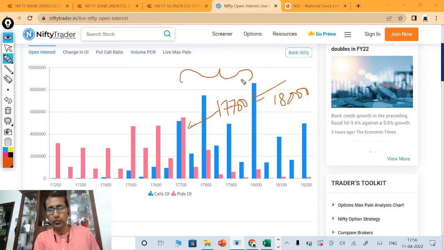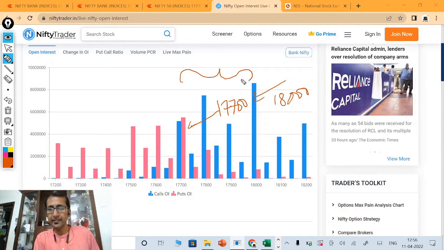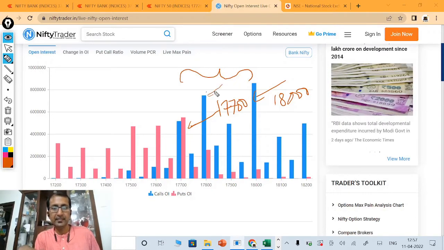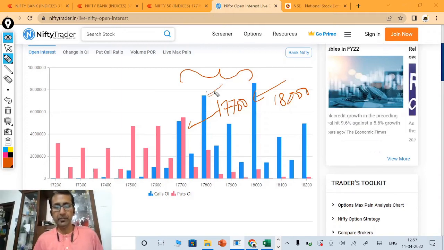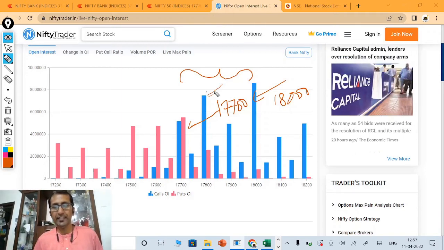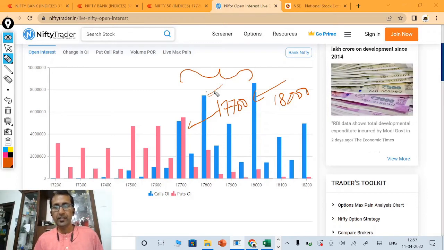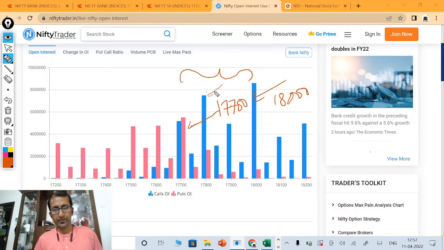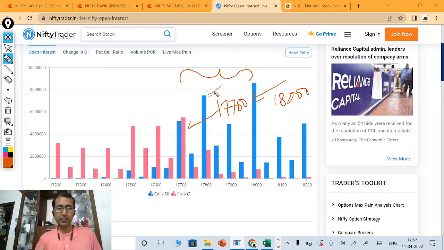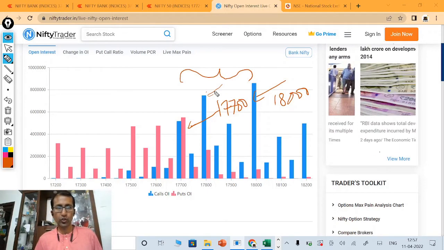18,000 will be a major resistance, and the next major resistance is 17,800. Firstly, the market may trade between 17,700 and 17,800. If it takes out 17,800, then the next level is 18,000. Put positions are slightly lower than the call positions.